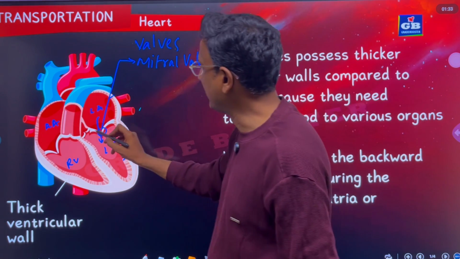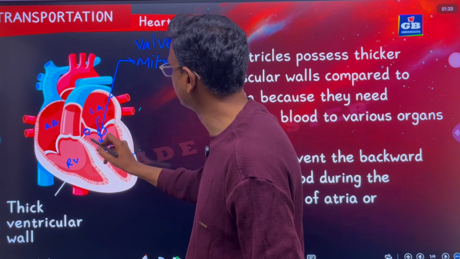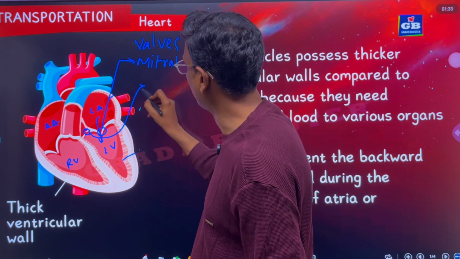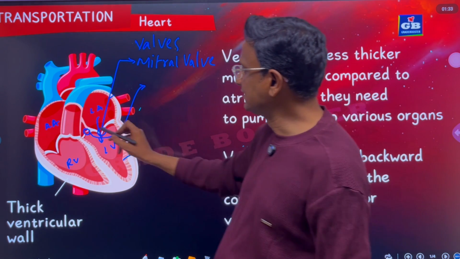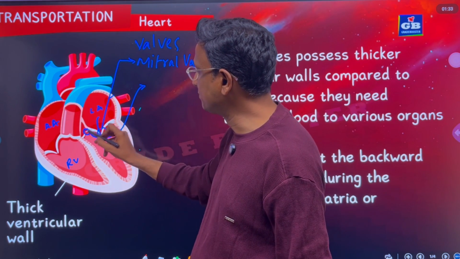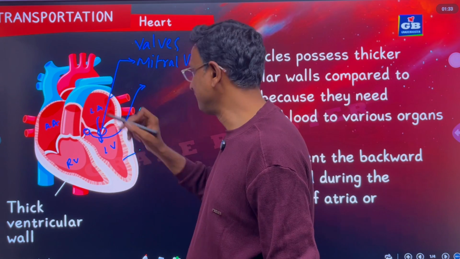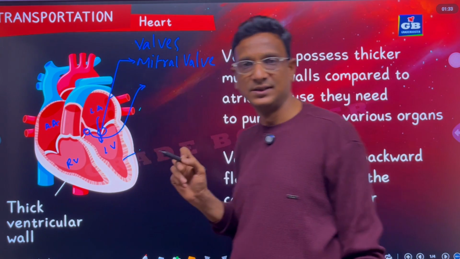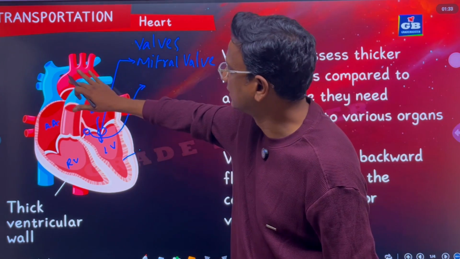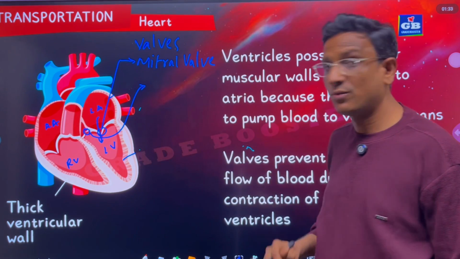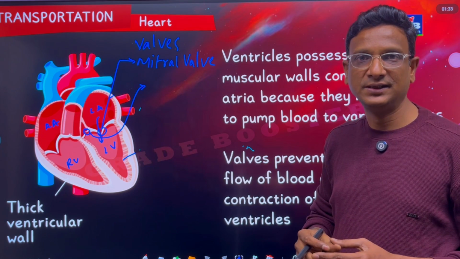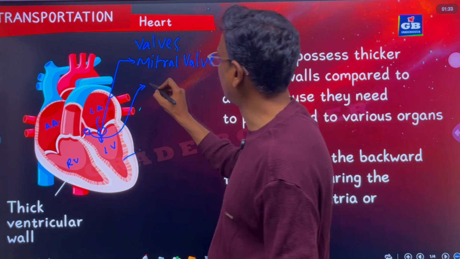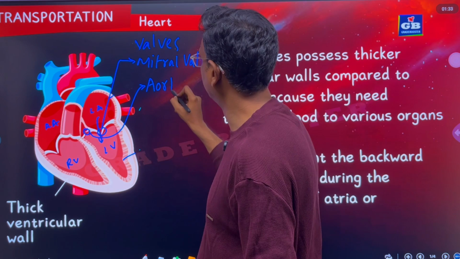And there is one more valve here. So what is this valve? This valve is present between the left ventricle and systemic aorta. So this is the systemic aorta. What is the function of systemic aorta? To supply the blood to different parts of the body. So this valve is called as aortic valve.